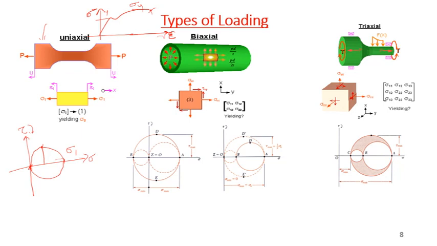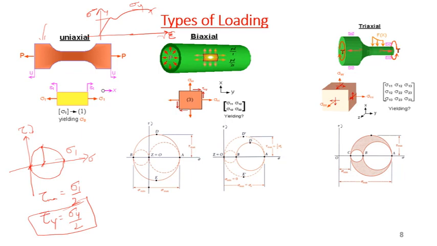This is my sigma axis. It means the maximum shear stress tau max is equal to sigma 1 by 2. Or, if you want to write it at yield strength, tau y will be equal to sigma y by 2. That is my material property, right?